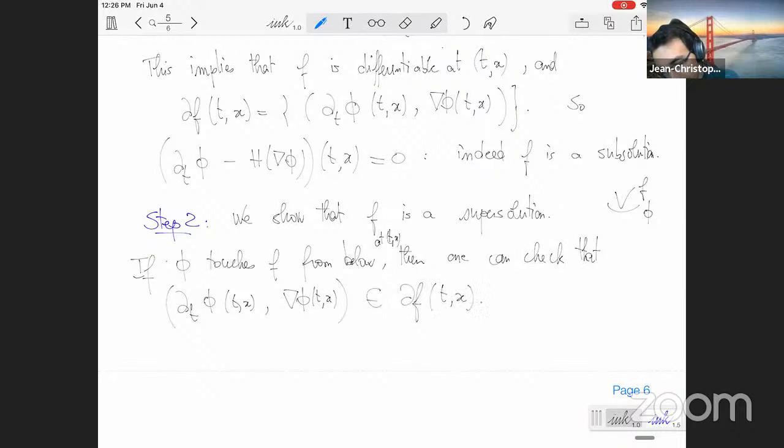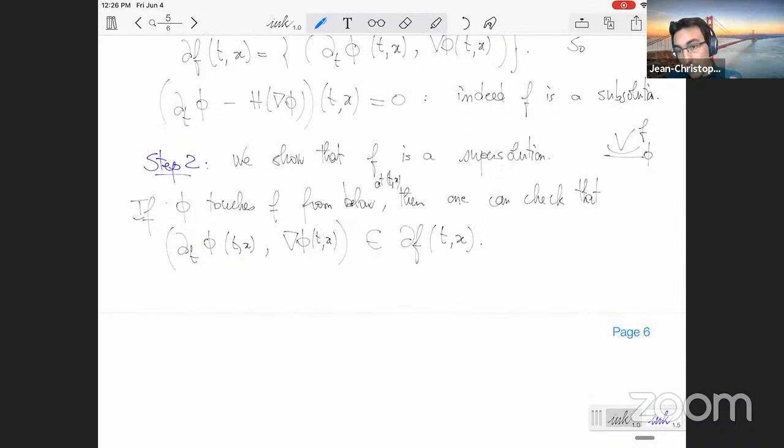Okay, so I'm saying that if you draw the tangent of phi at the contact point, this tangent of phi is always below the convex function. The argument is very similar to the way you prove that the tangent of a convex function is below the function.